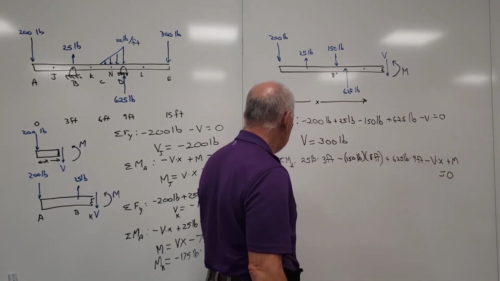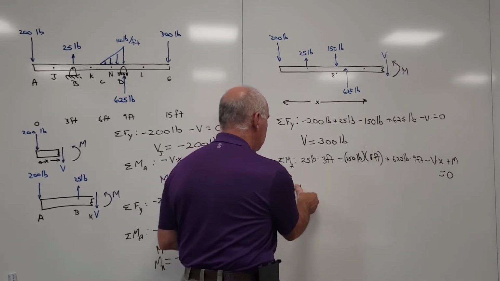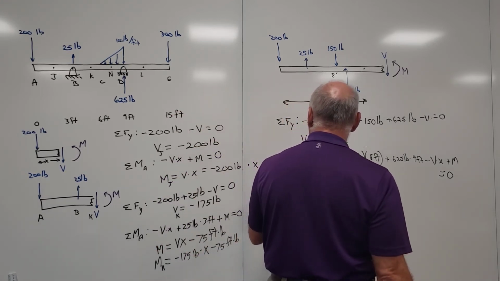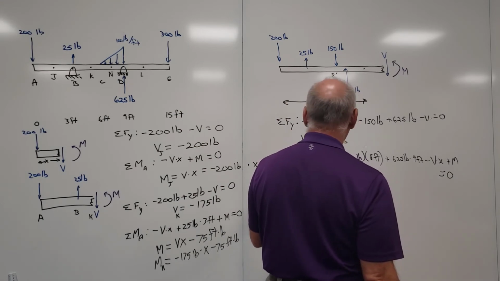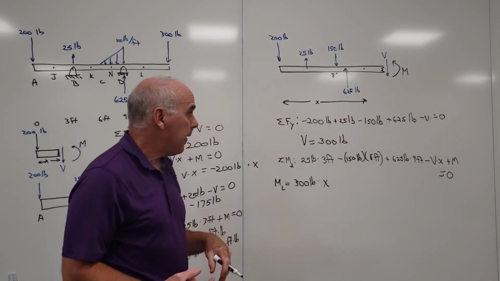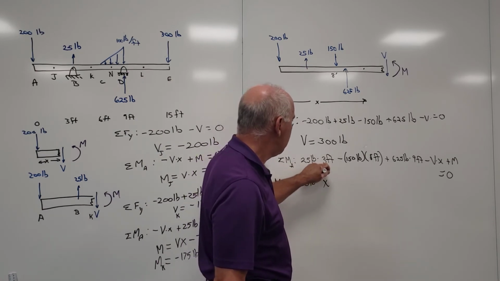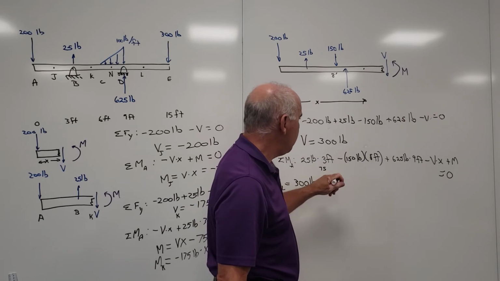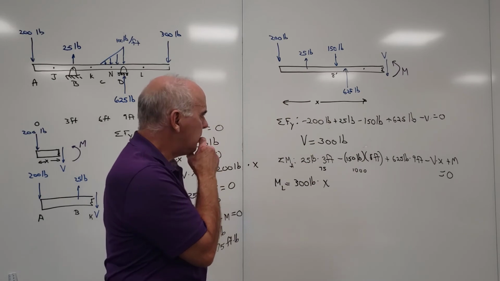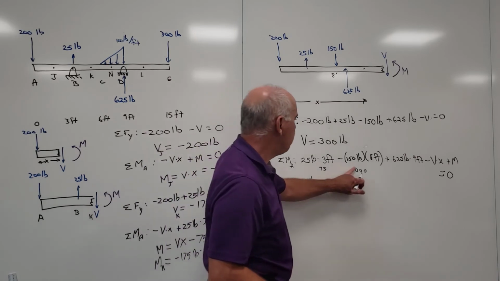And so M equals Vx, but V is 300 pounds. So let's go ahead and put that in. And I'm going to go ahead and subscript this with an M sub L. So that's going to be 300 pounds times X, okay? And then I've got to put all this other stuff. So here's 75, and 150 times 8 is 800 plus, no, it's 1,200.